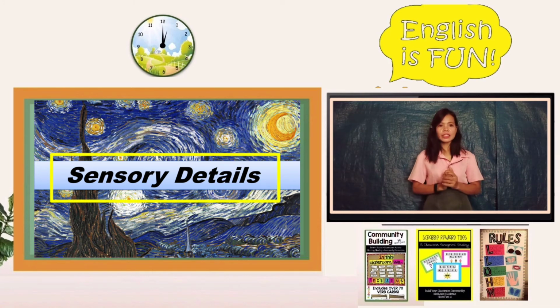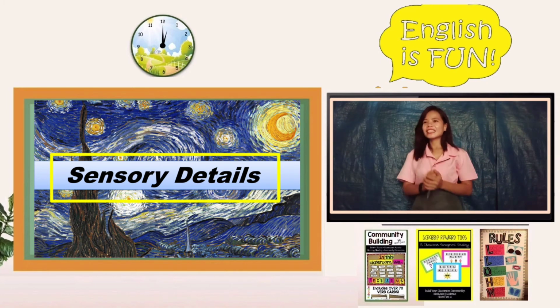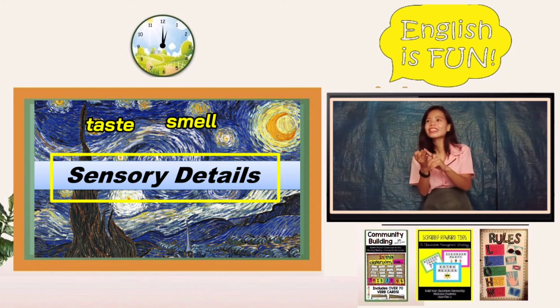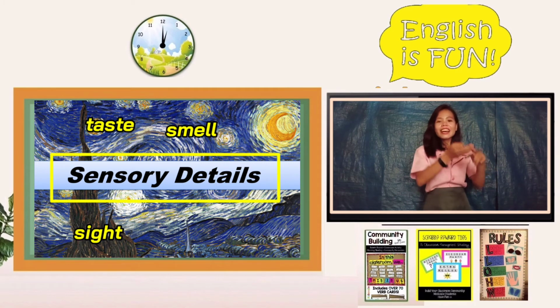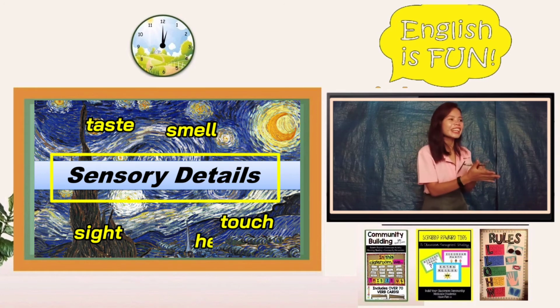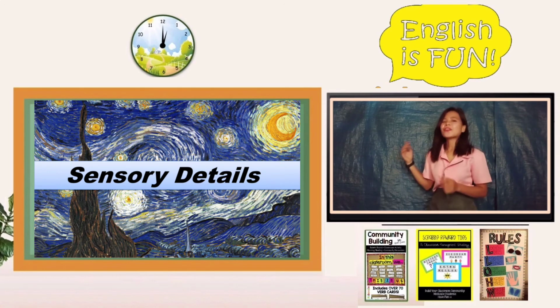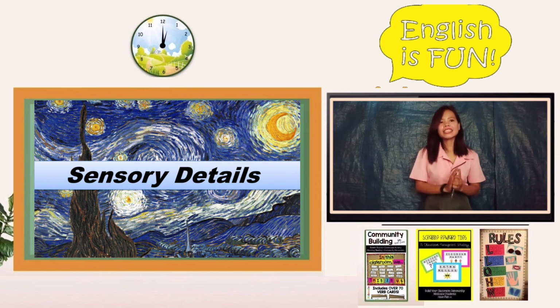When you talk about sensory details, it includes what? I'll give you a hint. Take a clue on the word sensory. Anyone? Please raise your hand, Milka. Genius! It includes our five senses. And what are those five senses? Sense of taste, smell, sight, touch, and hearing. Very good! Are you familiar with this painting? Okay, this painting is called Starry Night and it's painted by Vincent van Gogh.